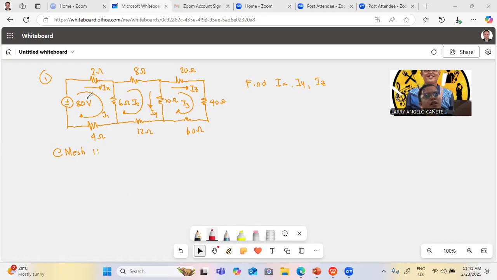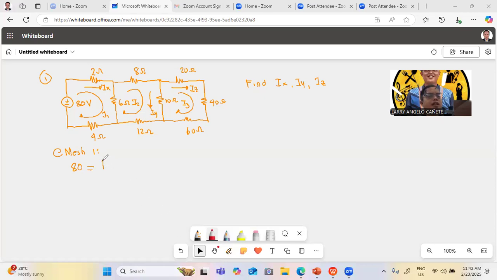This one. This is your mesh 1. So if there is a voltage source, it enters at negative because my loop is clockwise. Since it goes out to the positive, you put here positive 80. If it were interchanged, negative here, positive there, then it would be negative 80. But since positive man, then positive 80. All voltage here, in the left side, is always equal.